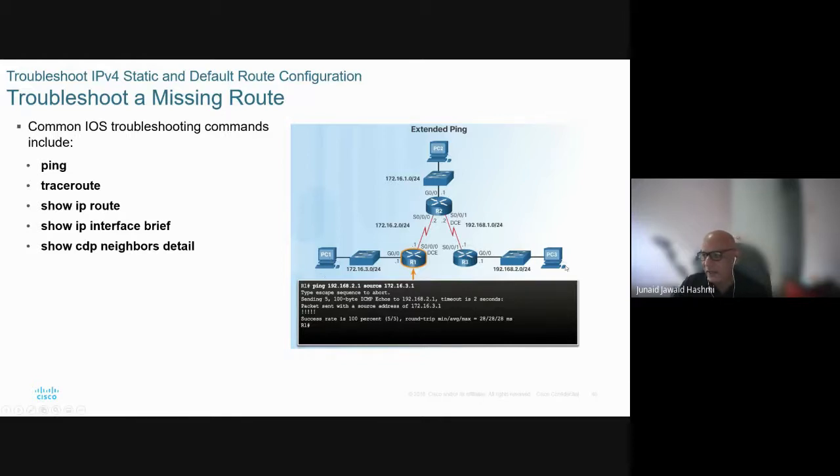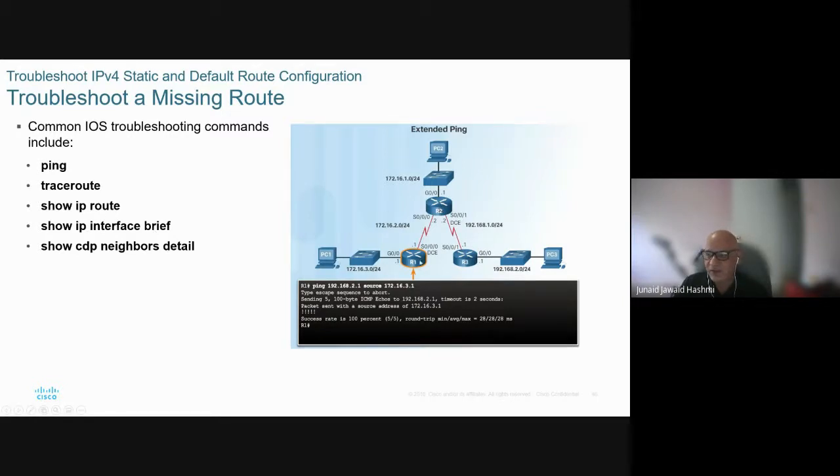So if PC1 cannot access PC3, ping your default gateway. If that works, then use the traceroute command. Maybe the problem is with R2 or R3. If it doesn't go through, if it stops at R2, now you have to find out what's wrong with R2. Go to R1 and type show IP route to see if this network entry is there in your routing table. If it's there, then go to R2 and see if it's configured properly.